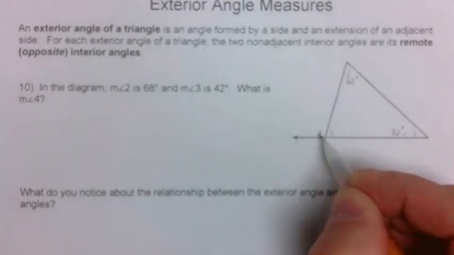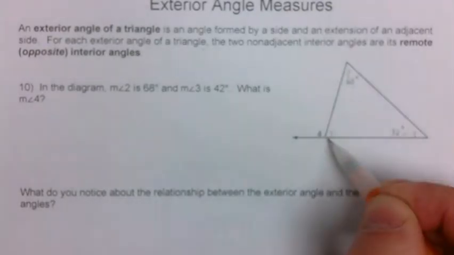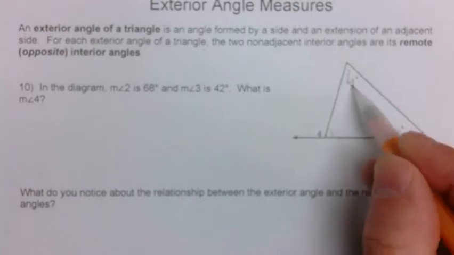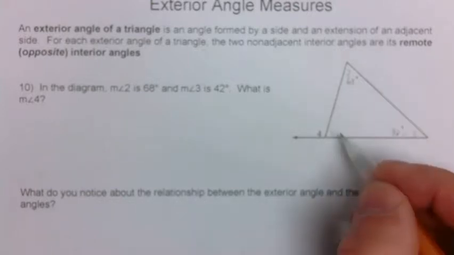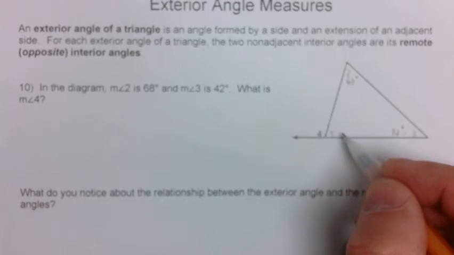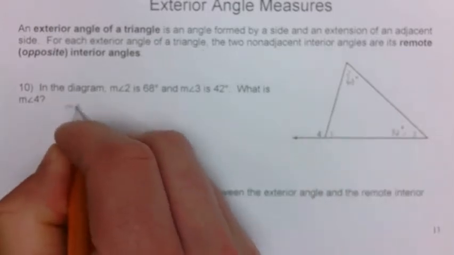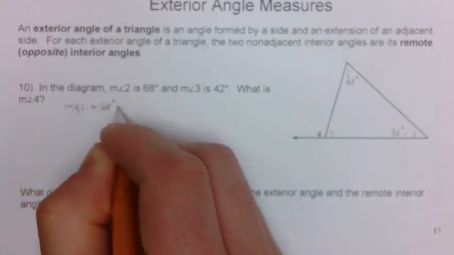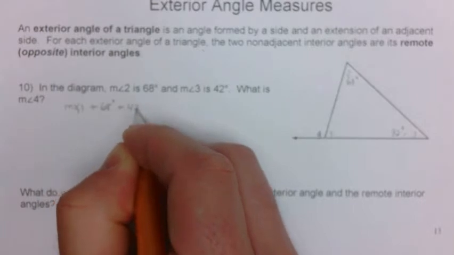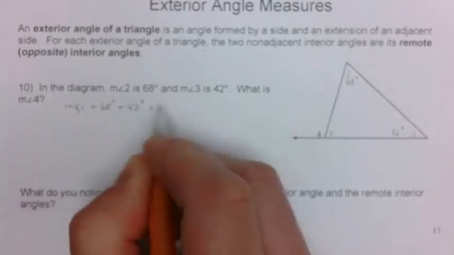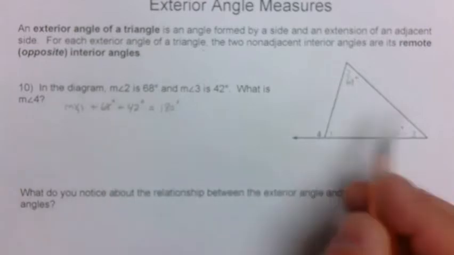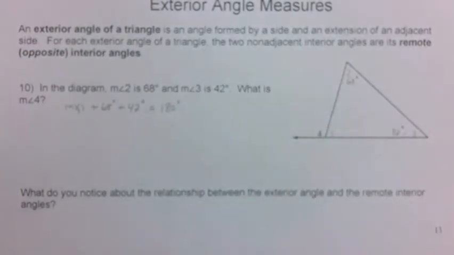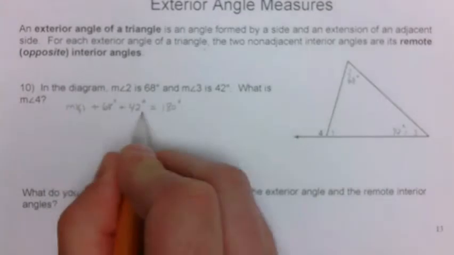What I'm going to do is figure out the measure of angle 1 because that'll help me get to the measure of angle 4. Again, if I have a triangle here, I learned earlier that the measure of the three interior angles of the triangle have to add up to 180 degrees. So to get the measure of angle 1, I'm going to take that measurement and add angle 2, which was 68 degrees, and angle 3, which was 42 degrees. The sum of those three angles will have to be 180 degrees because the angles in a triangle add up to 180 degrees.